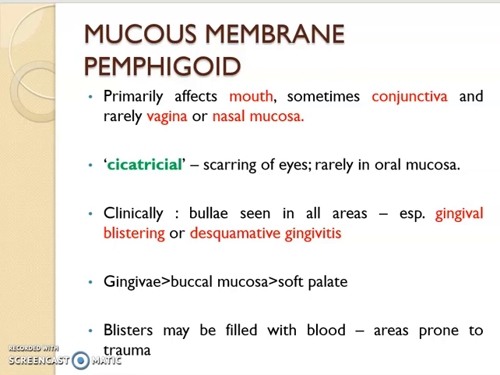Clinically, bullae can be seen in all areas, especially gingival blistering or desquamative gingivitis. The gingiva is the site commonly seen. Next is the buccal mucosa and soft palate. Blisters may be filled with blood in areas prone to trauma.